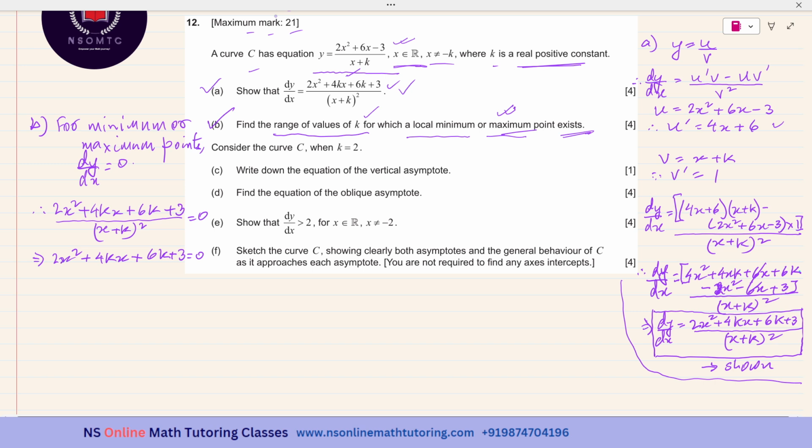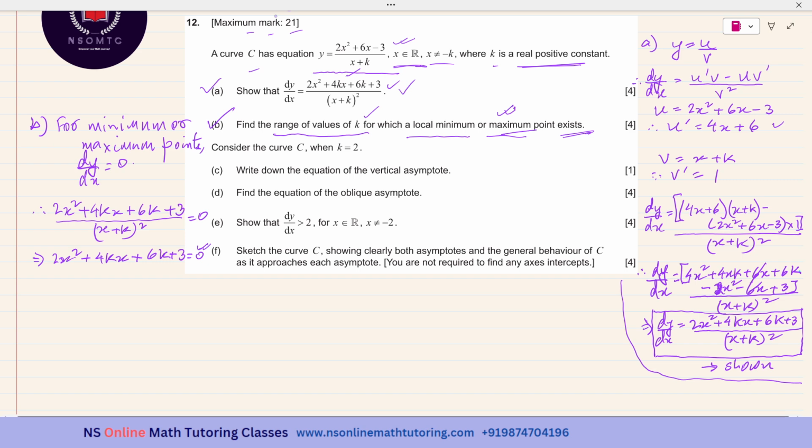Now, this is a quadratic equation. And as I was saying, if you have a single local minimum or a single local maximum, then you will be having a single solution for this equation, a single value of x. That will be the x coordinate of the stationary point, minimum or maximum. But if you are having both a local minimum and a local maximum point in the curve, then you will be having two solutions for this equation.